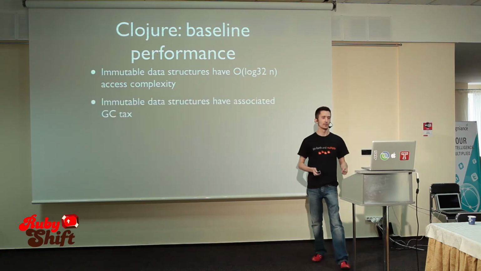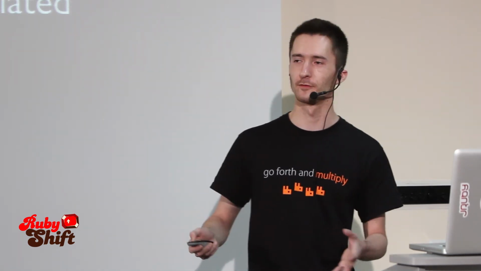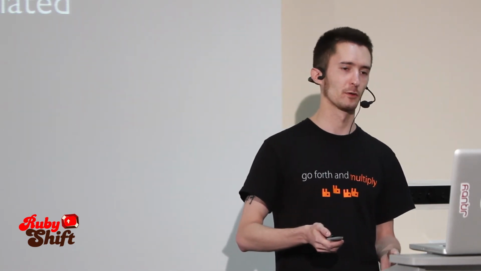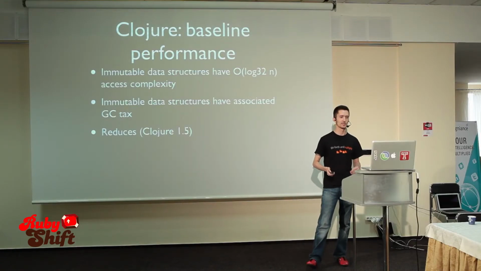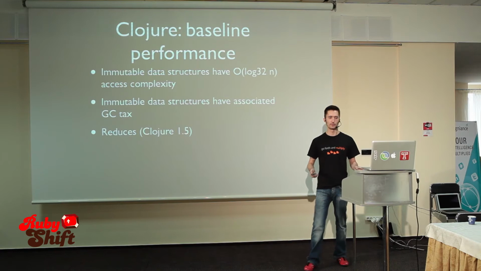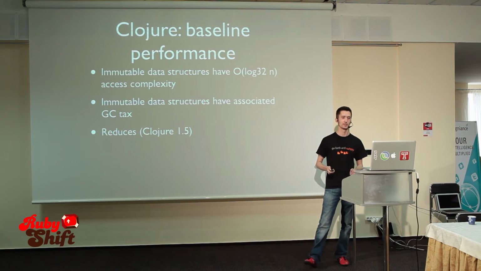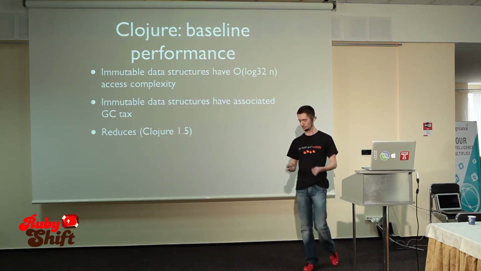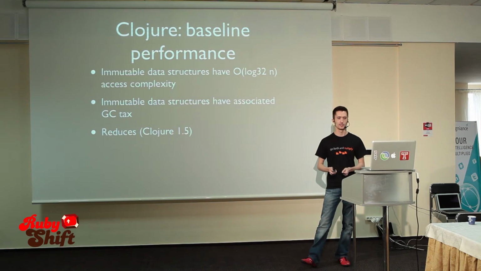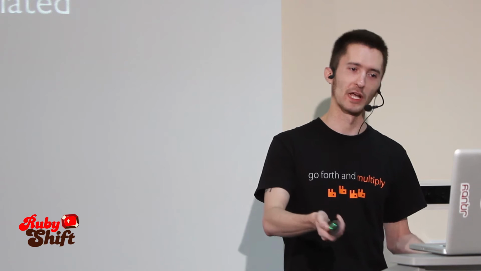And another thing, immutable data structures have some associated garbage collection costs, so few things come for free. Performance is one of them. There is something called reducers in Clojure 1.5, which is basically a way to make sequences and collections perform operations like filter and map and all other common functions in parallel. Again, if you have enough data in the sequence and you have enough cores. So sometimes reducers won't make sense.